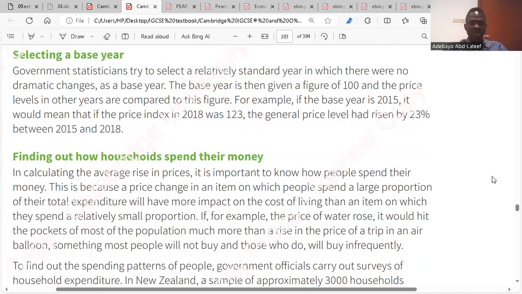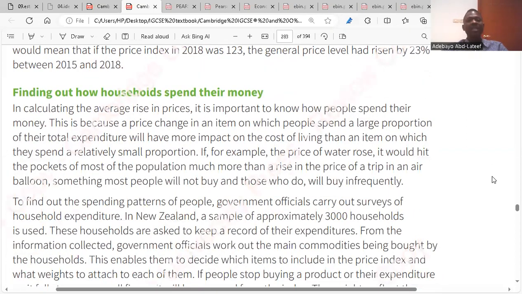So finding out how households spend their money. In calculating the average rise in prices, it is important to know how people spend their money. This is because a price change in an item on which people spend a large proportion of their total expenditure will have more impact on the cost of living than an item on which they spend a relatively small proportion. So items that people buy more, that they spend most of their income on, if the price changes, then it will have more impact than items that they do not really buy. Do you get the point here? The item that has more demand. Yes, so it has more impact when prices increase than those items that people rarely buy.